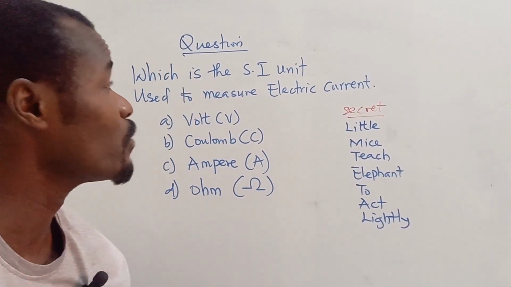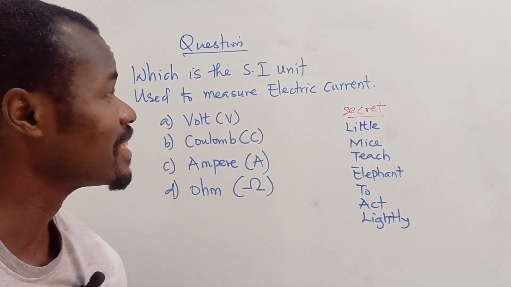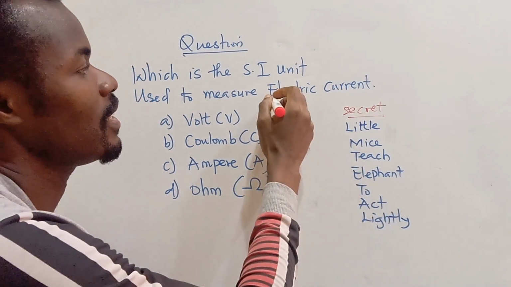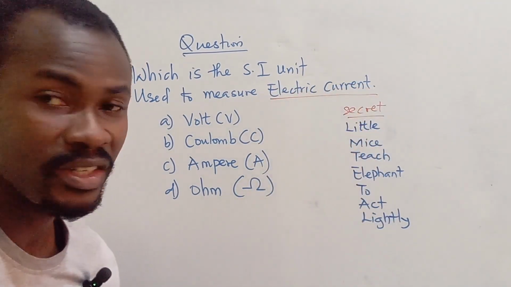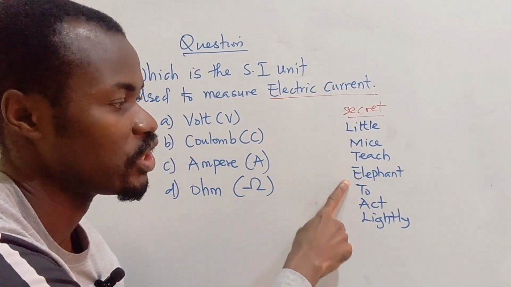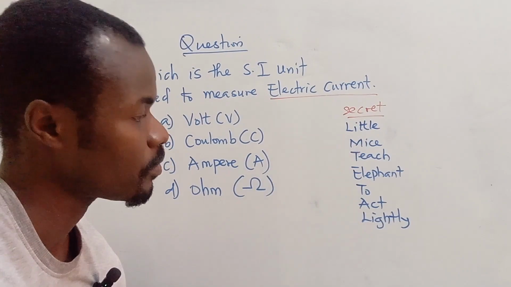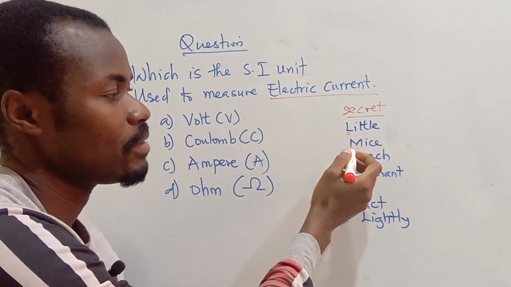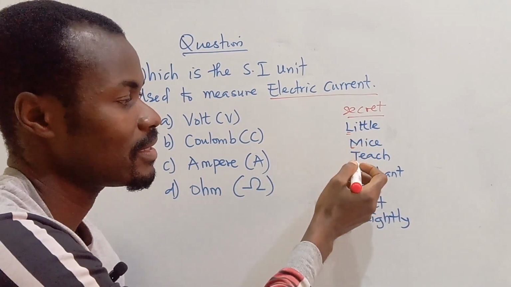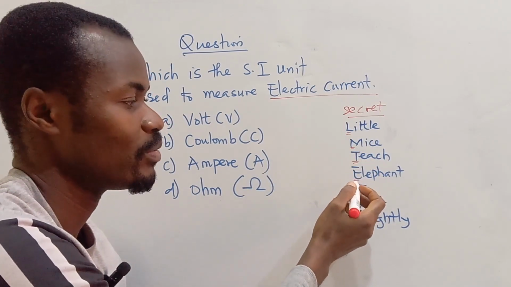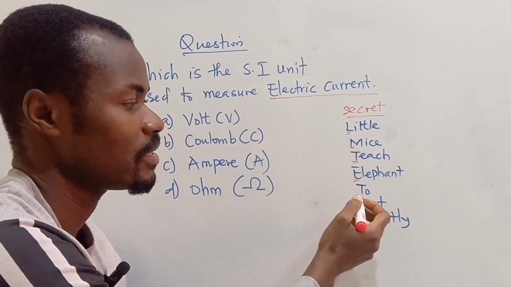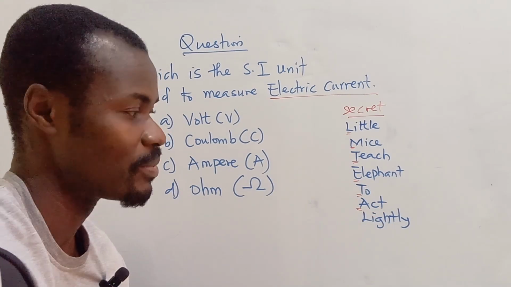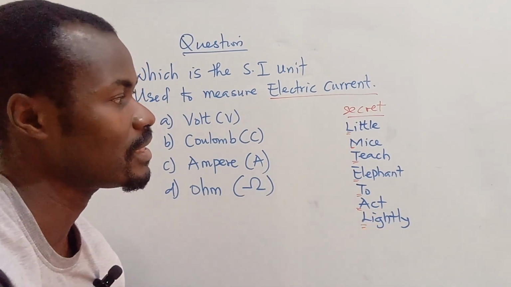For question number 3, we have on the board, which is the SI unit used to measure electric current? So we have electric current. We come to our little secret, which says little mice teach elephant to act lightly. So L here is for length, M is for mass, T is for time, E is for electric current, T is for temperature, A is for amount of substance, and L is for luminous intensity.